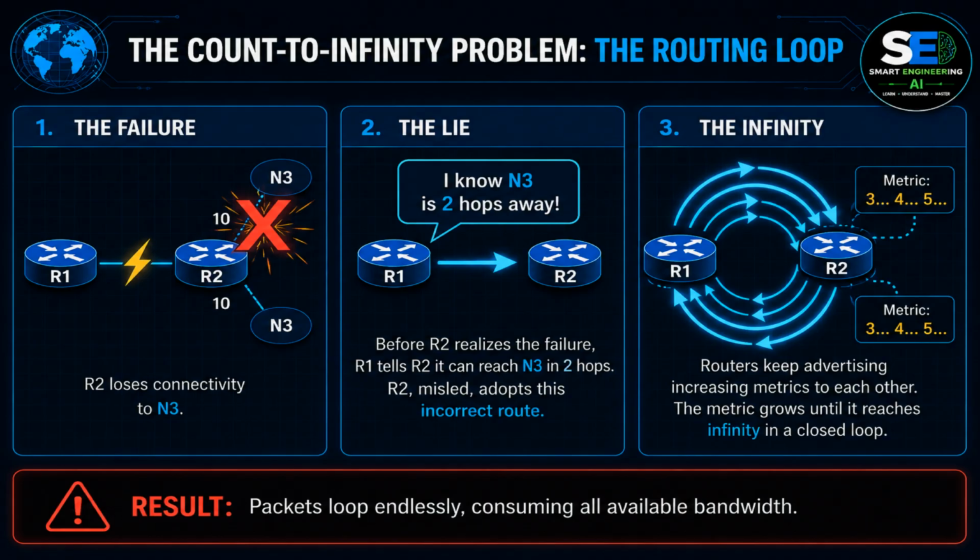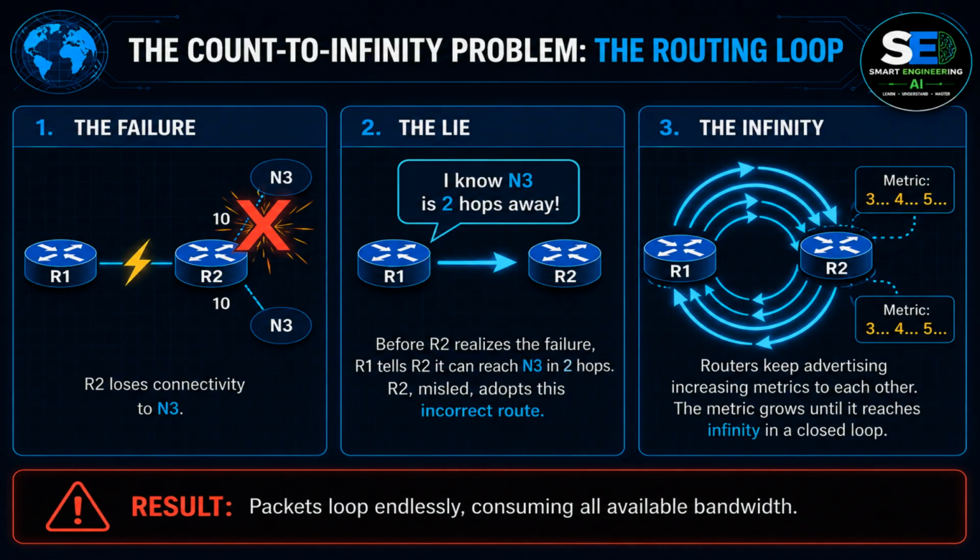Now let's examine one of the biggest problems in distance vector routing protocols, the routing loop. Step 1. The failure. Router R2 suddenly loses access to network N3 because of a link failure. Step 2. The false information. Before R2 can announce the failure, router R1 sends its regular routing update and claims, "I still know how to reach N3 in 2 hops."